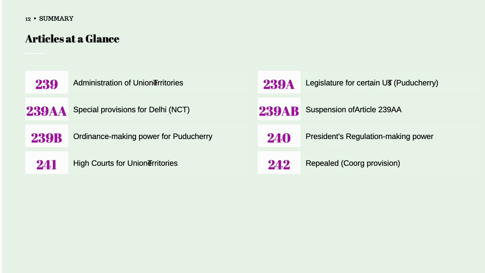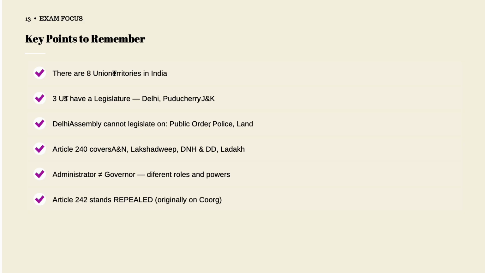Now, articles at a glance, you can go through it once you go back home. These are the key points to remember. That's all about union territories. There's nothing much to learn about union territories. Key points to remember: there are 8 union territories in India. 3 union territories have a legislature: Delhi, Puducherry, and Jammu Kashmir. Delhi Assembly cannot legislate on public order, police, and land. These are very important points. Okay, and administrator is not equal to governor.